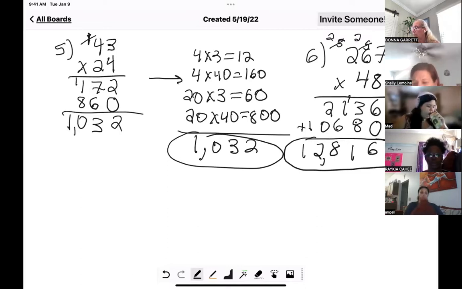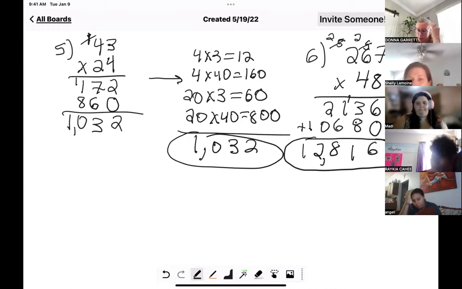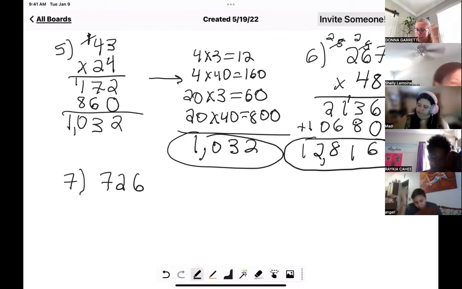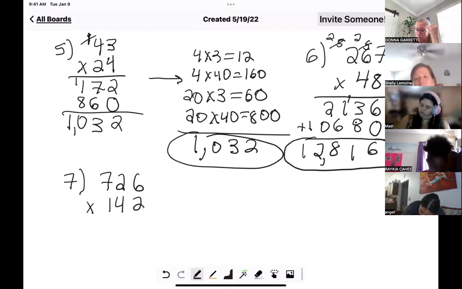All right. So I have one more, and then I'm going to have some for you to practice. This time we haven't done one yet. We're going to do a 3-digit times a 3-digit. So number 7. 726 times 142. Same thing, except now we have an extra digit. So 6 times 2 is 12.